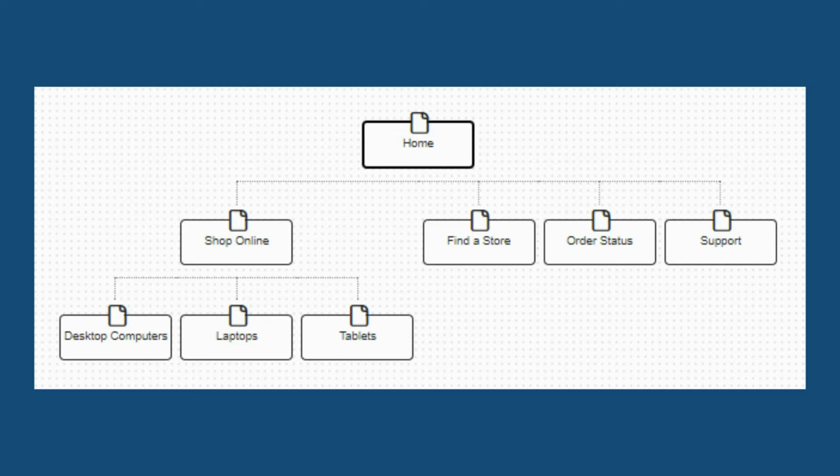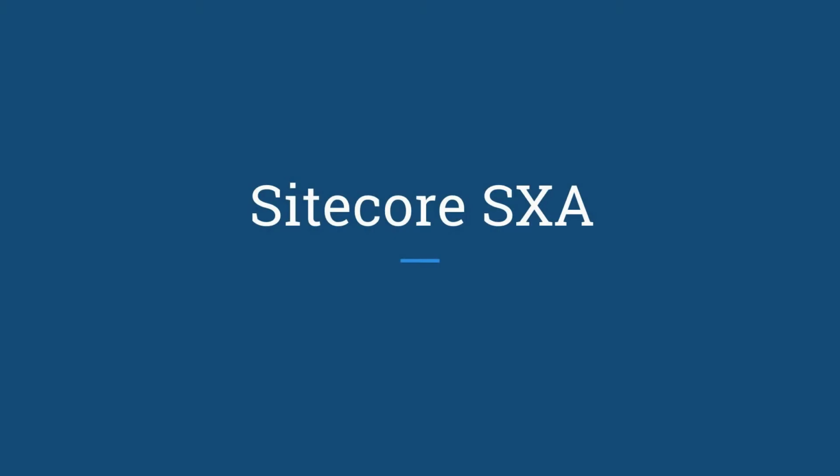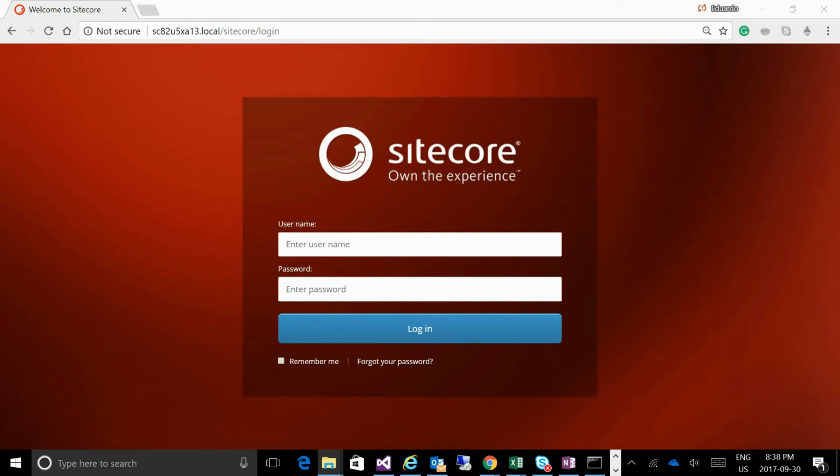Let's now take a look at how, using Sitecore and its Experience Accelerator, known as SXA, the architecture for this site and its content organization would be defined in Sitecore. To demonstrate this example, I'm using a fresh blank install of Sitecore 8.2 Update 5 with Sitecore's SXA installed on it. I will now log into the Sitecore interface and access the desktop application.